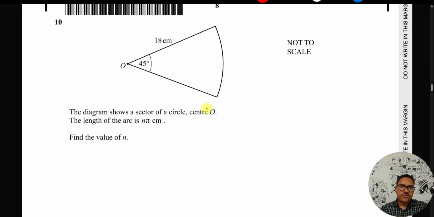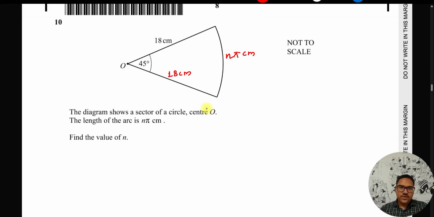The diagram shows the sector of a circle with center O. The length of the arc is n pi centimeters. Find the value of n. So basically this angle is 45 degrees. The radius is given as 18 centimeters. You have to find the length of the arc.